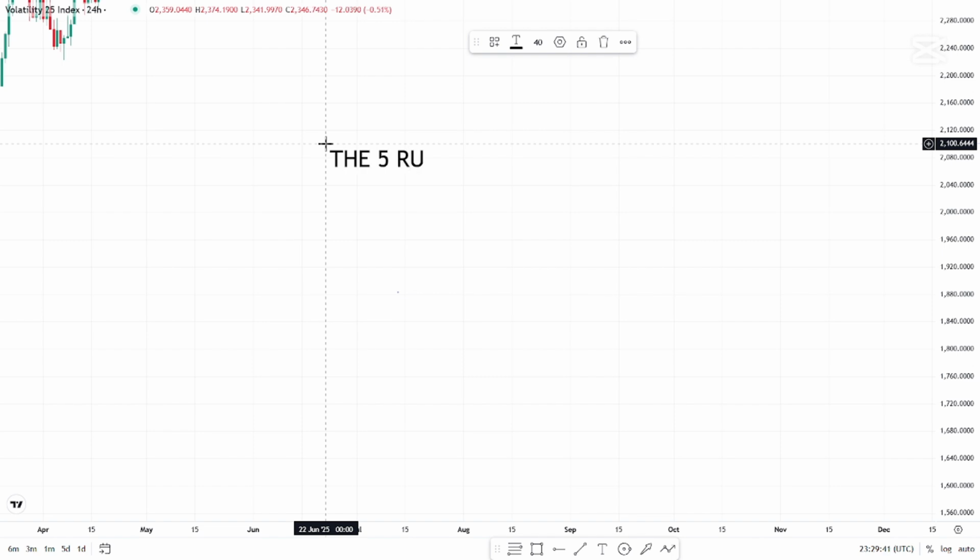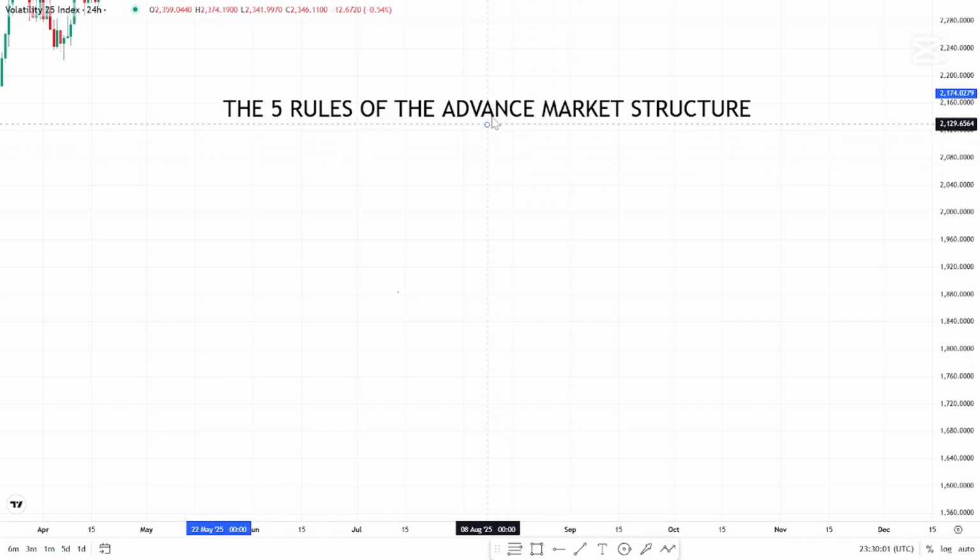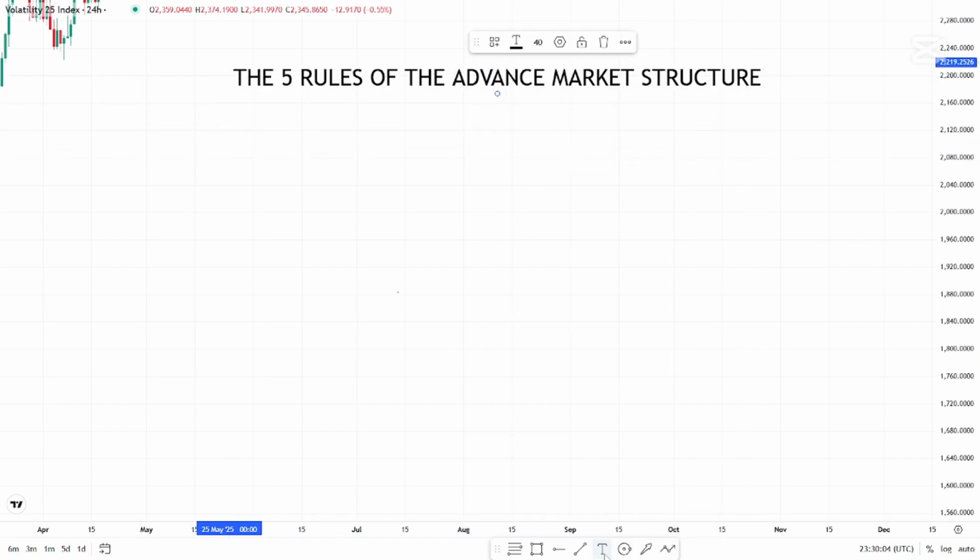The 5 rules of the advanced market structure. Okay, so we have rule number one. Let me make it more bold. Rule number one, there must be a sweep of liquidity.